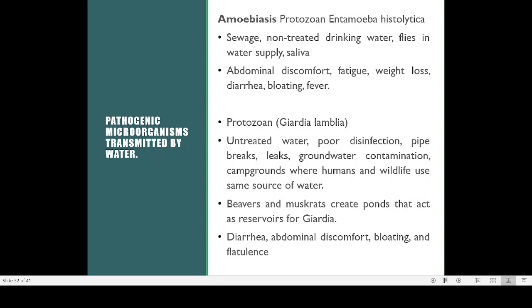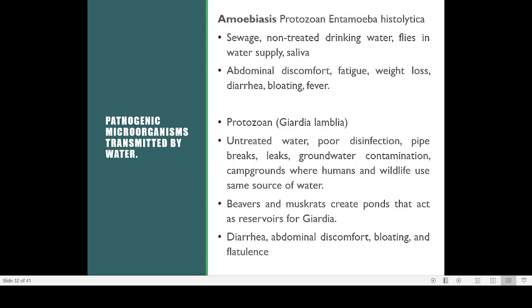So amoebiasis is a very common type of disease that comes from drinking contaminated water. There are different types of pathogenic microorganisms. One common type is Entamoeba histolytica, and that causes amoebiasis. The symptoms or disorders it causes are abdominal discomfort as well as diarrhea.